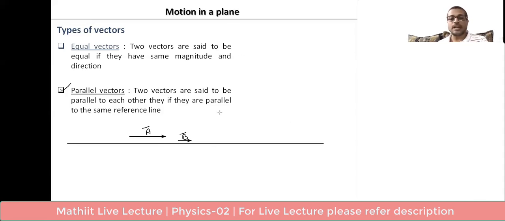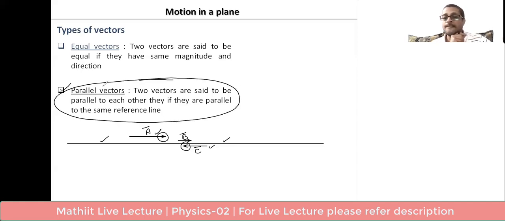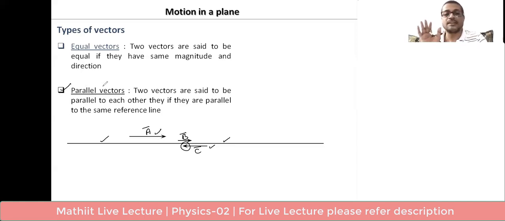Now, suppose I draw another vector. Is this vector C bar parallel to A bar? Can anyone answer that? Yes, right? The reason is, what did the definition say? A bar is parallel to this line. C bar is also parallel to this line. But you might protest saying, but sir, this is in the opposite direction. Is there any mention of direction anywhere here? It should just be parallel to the given reference line.